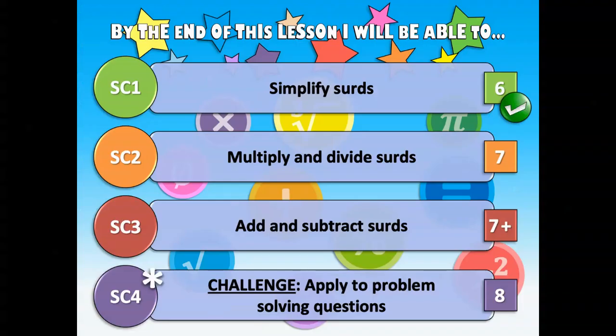So now we've completed success criteria 1. So now we're going to move on to number 2, and this is to multiply and divide surds.